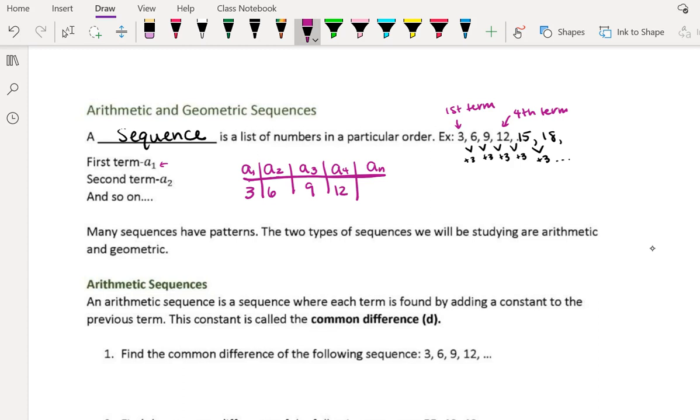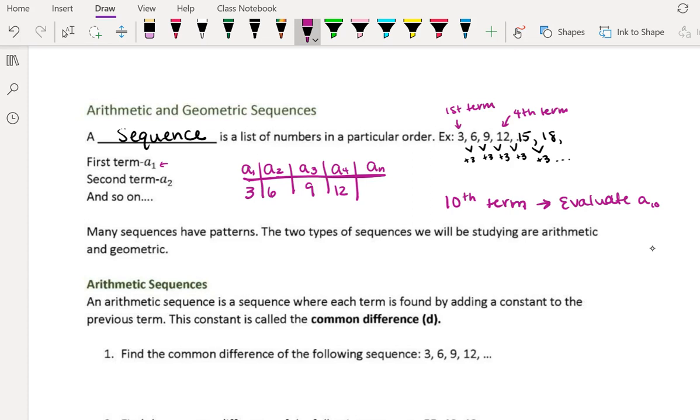Okay, so eventually we're going to start writing formulas, and I'm going to ask you for the 10th term, but I'm not going to say 10th term. I'm going to say evaluate a sub 10. Okay, so that's kind of where we're headed. Most sequences have patterns. Two types of sequences we're going to study are arithmetic and geometric.